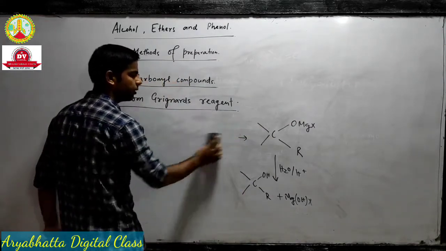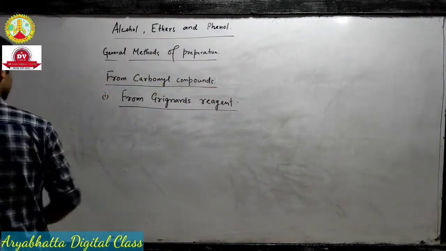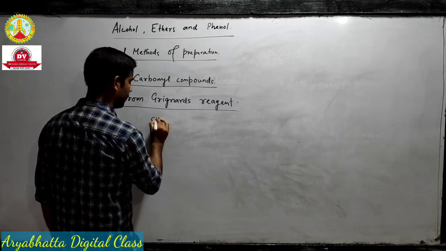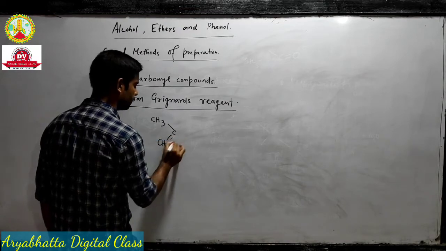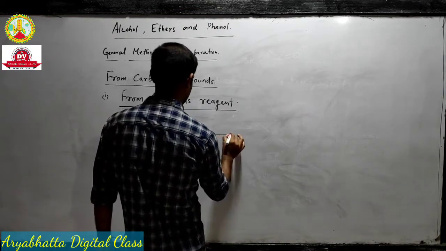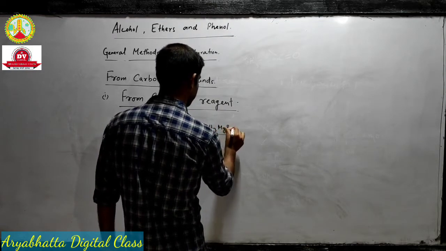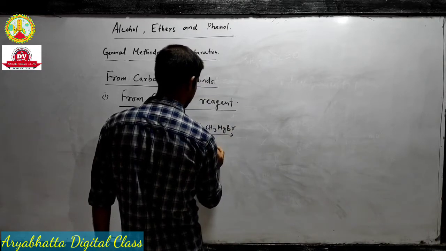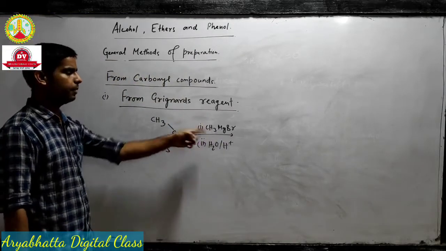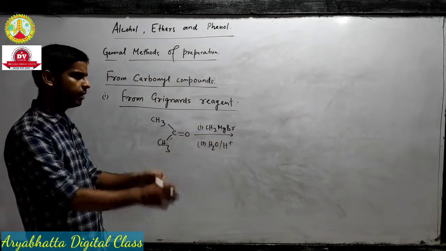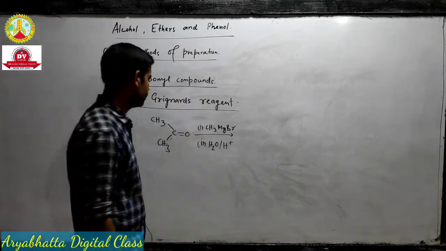Let us see with an example what kind of questions may be asked. Suppose we have acetone, and we have CH3MgBr, and in the second step we have acid hydrolysis. So we want to find the product in one step. Instead of writing the middle step, we have to find the final product.